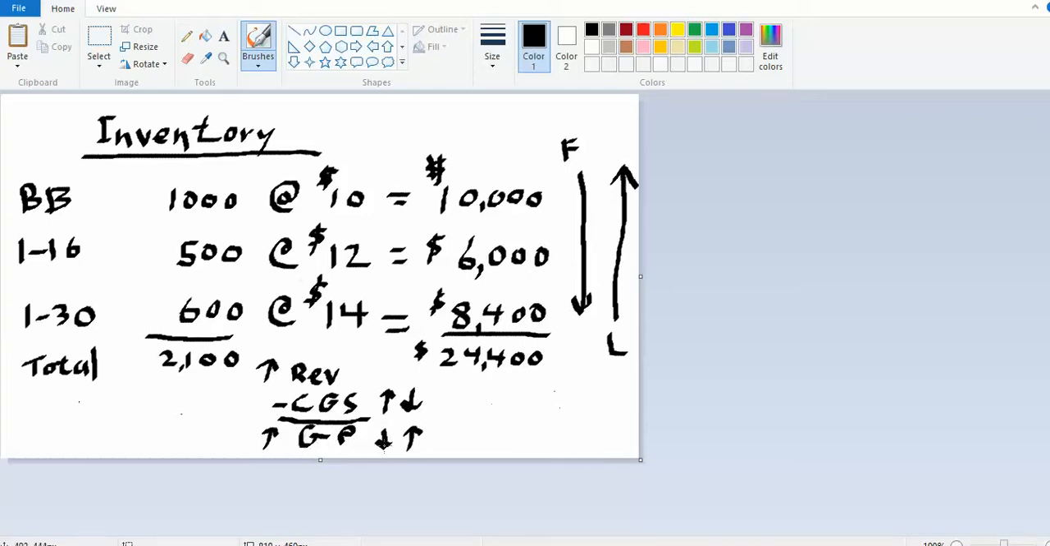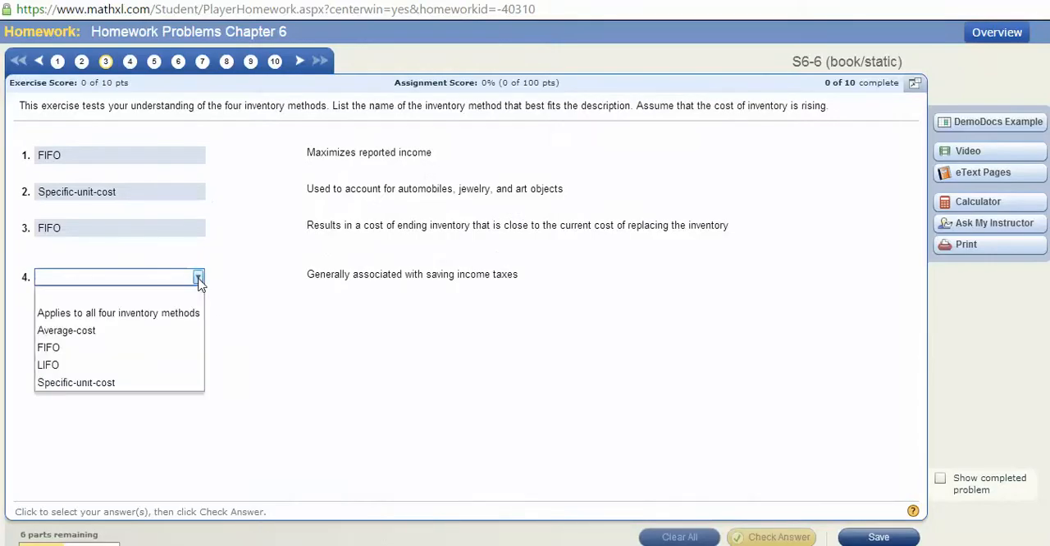If we want gross profit to be as low as possible, we want cost of goods sold to be as high as possible. We want what is sold to be as high as possible. Since prices are increasing, LIFO would be what satisfies that. LIFO would sell these more expensive layers. When these more expensive layers are sold, you have a higher cost of goods sold and a lower gross profit. So that's LIFO that saves on taxes.